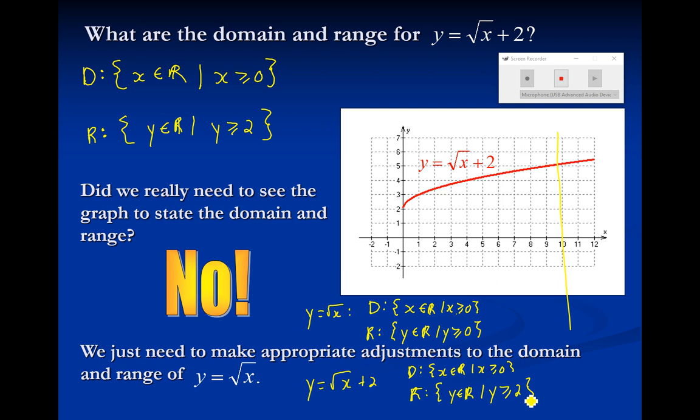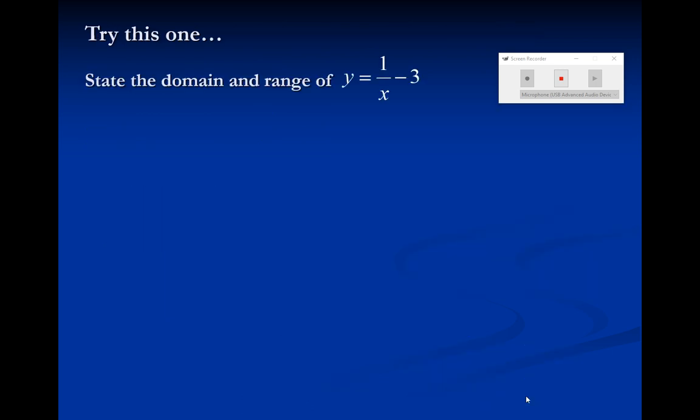Try this one. State the domain and range of y equals 1 over x minus 3. Maybe a graph will help. But what does y equals 1 over x look like? Did you get this far in the assignment? It's got 2 pieces. Over here, it's like that. And over here, it's like that.